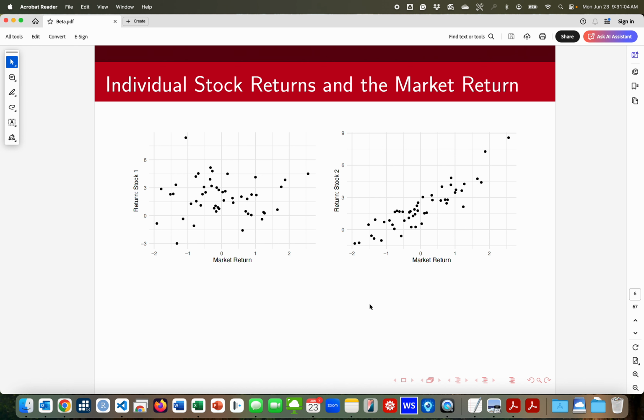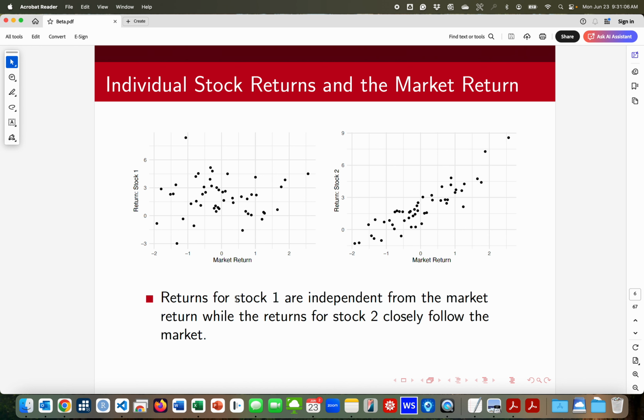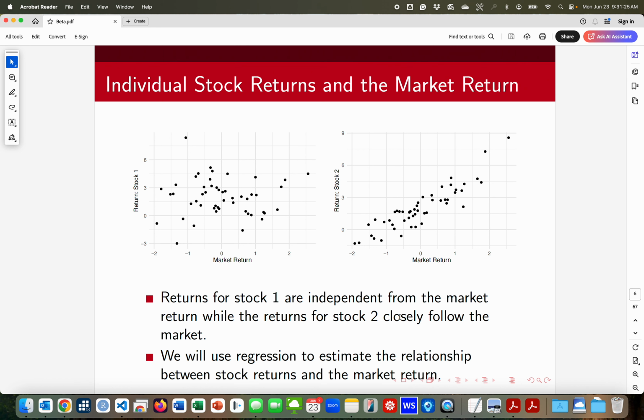So looking back at the same two things again, we're going to say stock one's returns are independent from the market, while stock two's returns are, I'm not going to say dependent on the market, but highly correlated with market returns. I'm not going to say that the market return is what's causing the stock return, but they are highly correlated with each other. Right? And we're going to use regression to estimate that relationship.